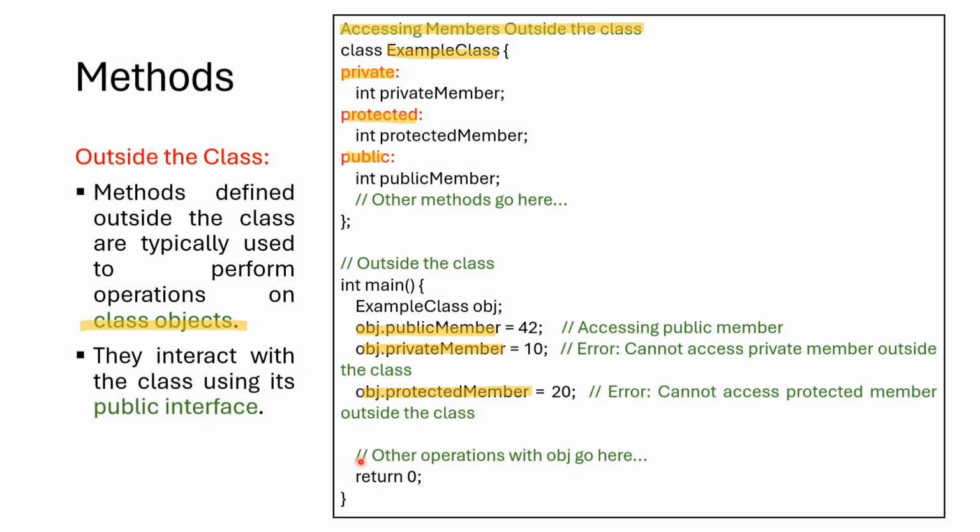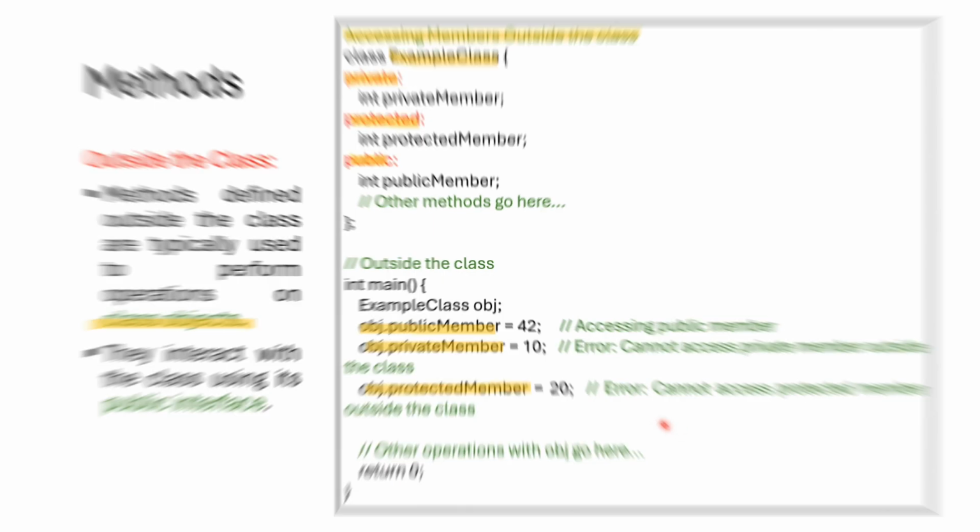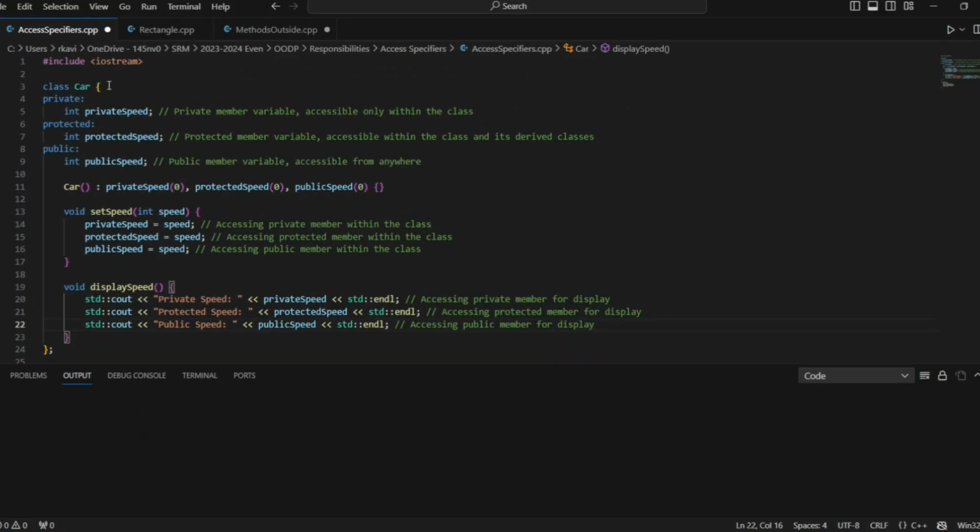So this covers the basic introduction of access specifiers and methods. Now we are going to explore a simple C++ program that involves classes, objects, and encapsulation. #include <iostream>: this line includes the input and output stream header file, which is necessary for using functions like std::cout and std::endl.